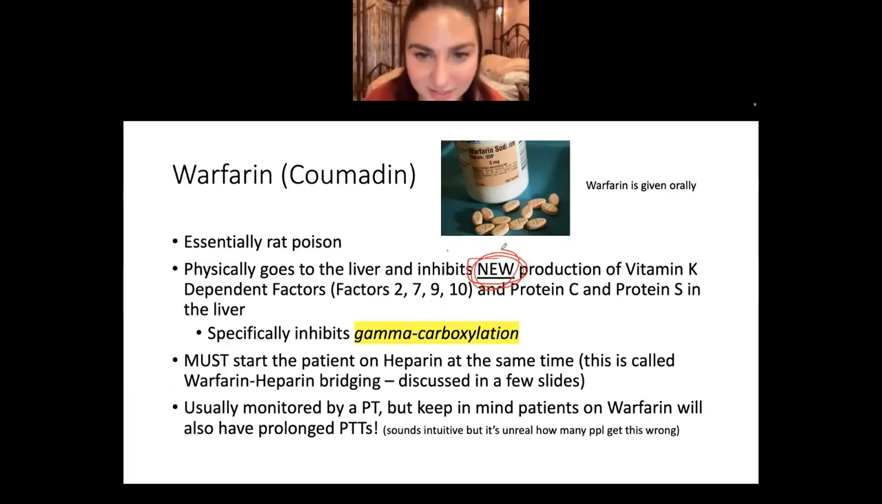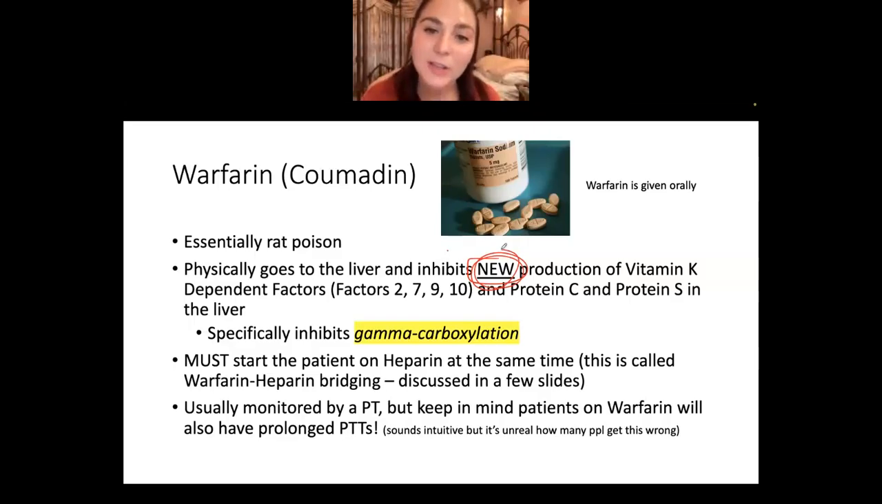But it's really important to understand it's new production. You can have all the 2, 7, 9, and 10 around. You can take warfarin, and it's not going to block the ones that are already there and made. Those are there. You kind of have to just wait for them to get converted and go through that whole pathway. All right, but new production.